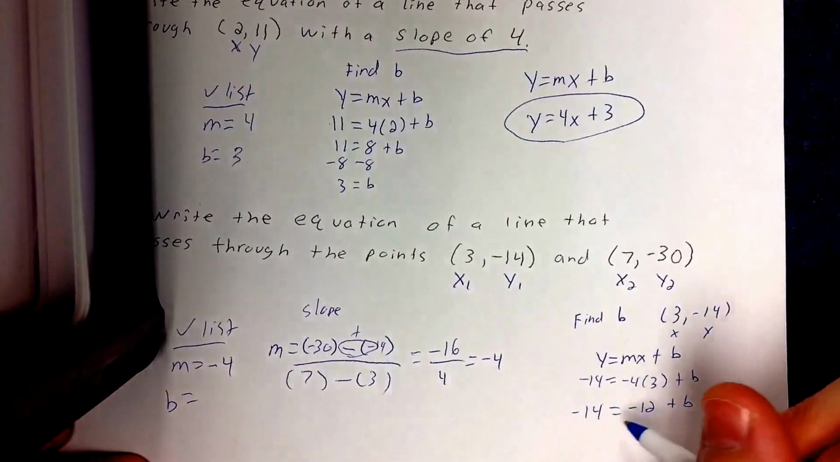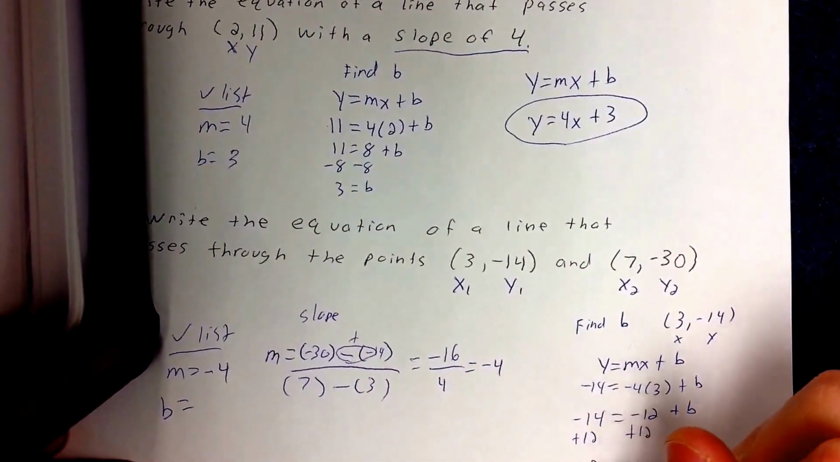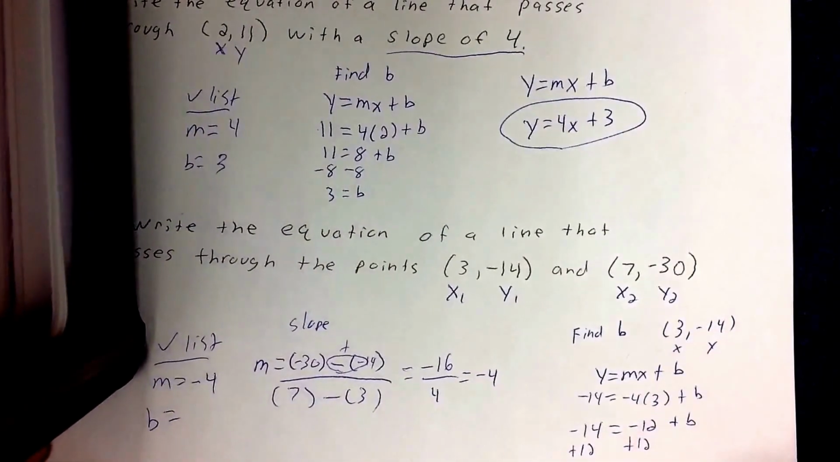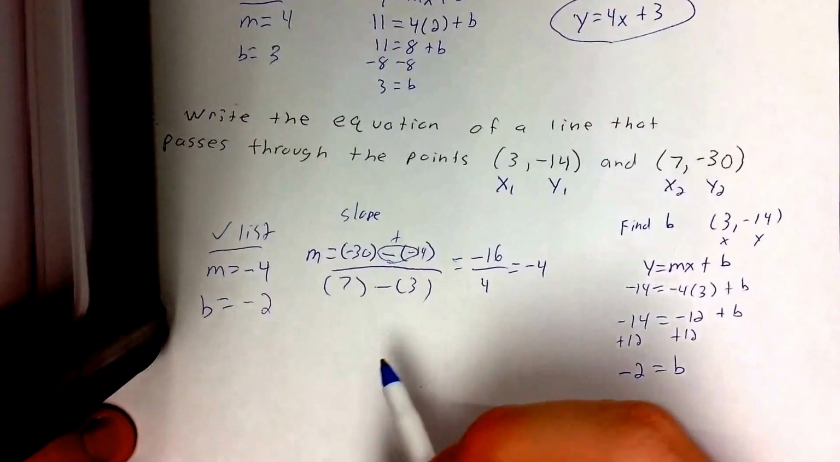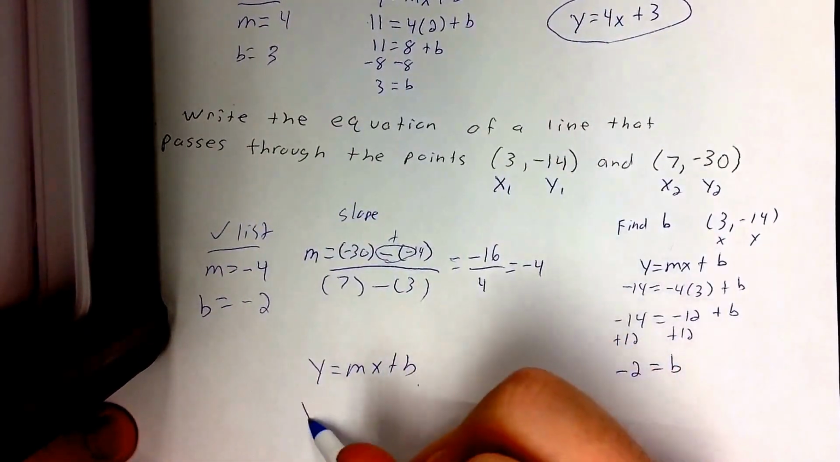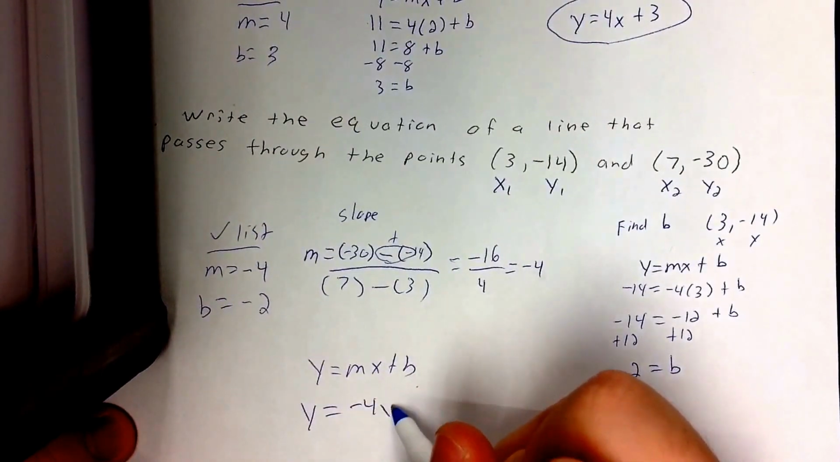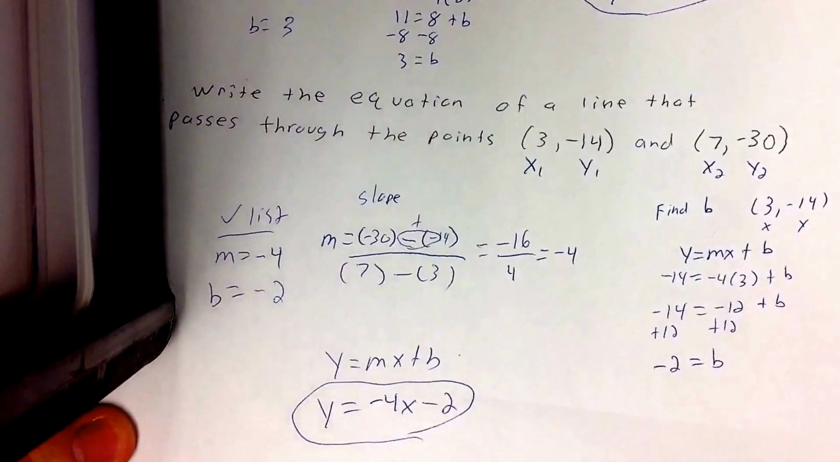Here's my variable. I need to get rid of the -12 by adding 12. So I get -2 equals b. So b equals -2. Again, now I've got m and b. So we go back to y equals mx plus b and substitute for m, which is -4, and b, which is -2. So y equals -4x minus 2.